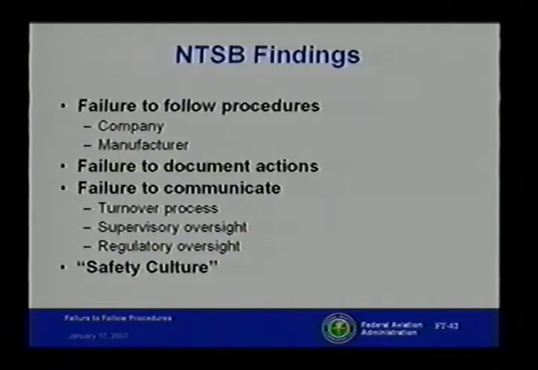So what did the NTSB find? They found failure to follow procedures on the company and some on the manufacturer because of the inapplicable and sometimes lack of detailed instruction. Failure to document the actions that were on there, the turnover process, the failure to communicate, supervisory oversight, and regulatory oversight. This ran the whole gamut of blame on what was going wrong with this aircraft. Somebody along the way should have seen something in here that was wrong.